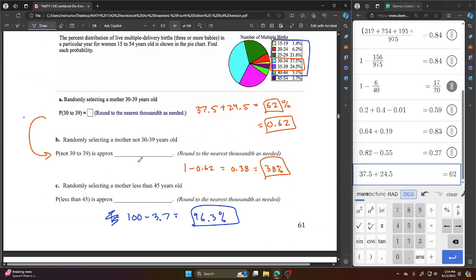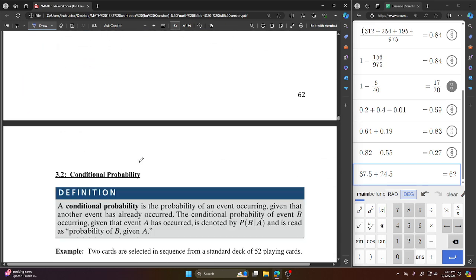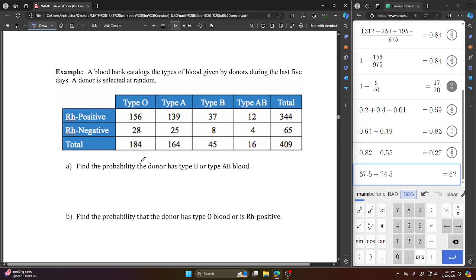Okay, good? Last page, right? This is the last page? Last page. We're almost there. So, blood banks, catalog number of bloods, and stuff like that. Okay, cool. So we got all this stuff.